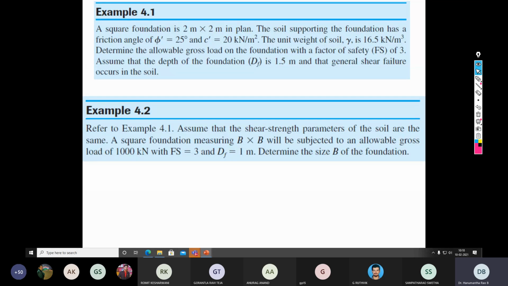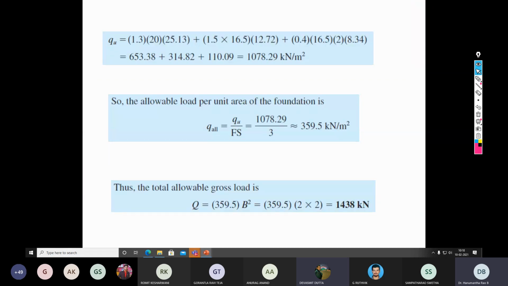So it is simply the reverse of the above problem. In the above sum, we know the geometry of the footing. Sir, in the last question, what is the significance of this last part, that general shear failure occurs? One assumption is... Oh, that one.